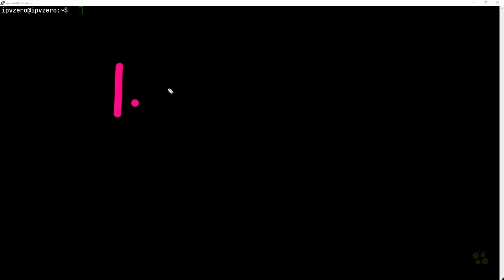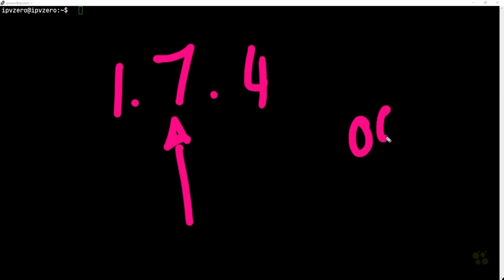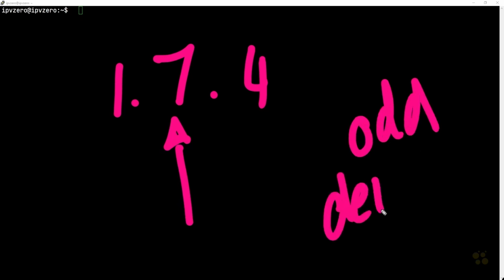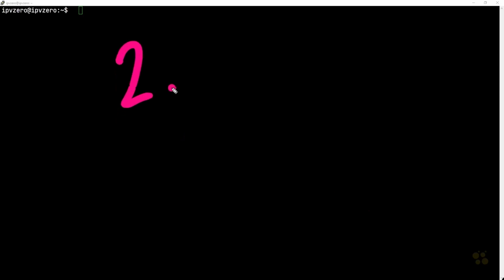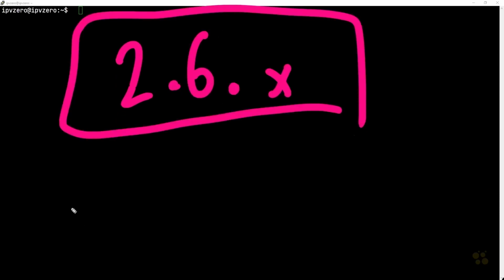Whereas if I happen to show you something like 1.7.47, where the 7 happens to be an odd number, this would be a development release. Now, like I say, this continued all the way until we hit 2.6. Version 2.6 was a kind of milestone for the Linux kernel. It was very, very successful, and it was used for a very, very long time. And it was actually from this point that the numbering system changed.